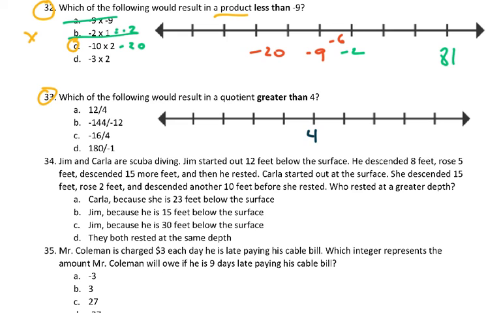Number 33 says, which of the following would result in a quotient? Quotient means divide. So all these are going to be division problems. Greater than 4. So the numbers that are greater than 4 are on this side of the number line. 12 divided by 4 is 3. So 3 is less.